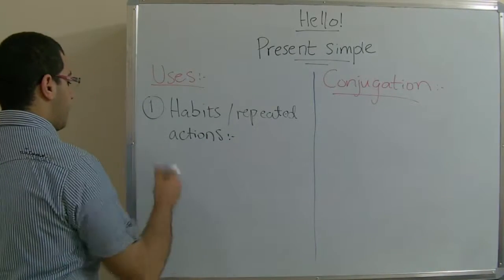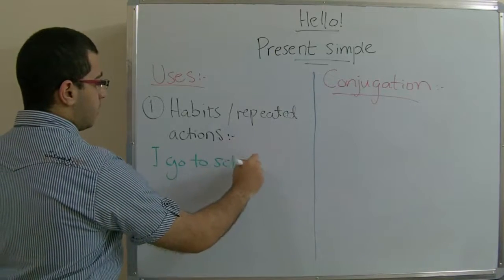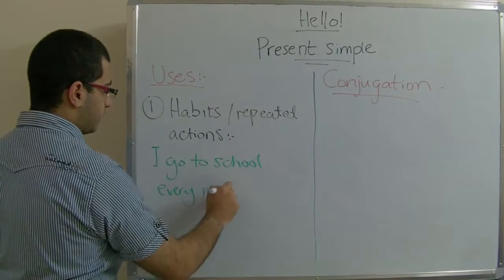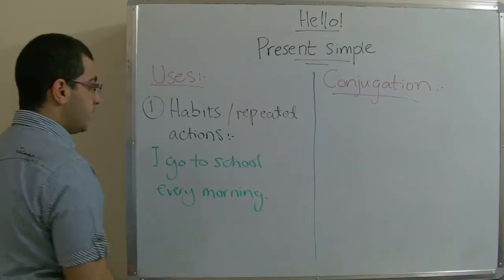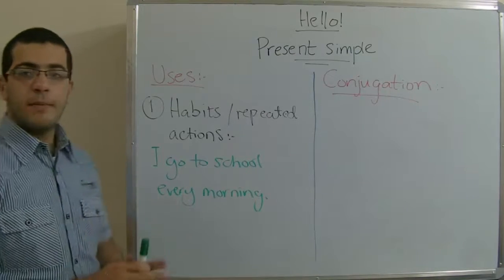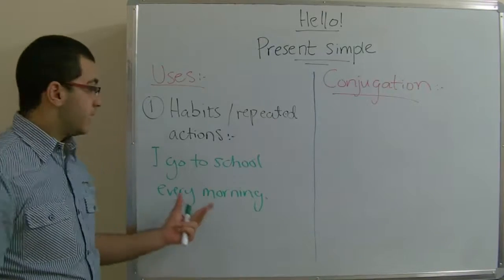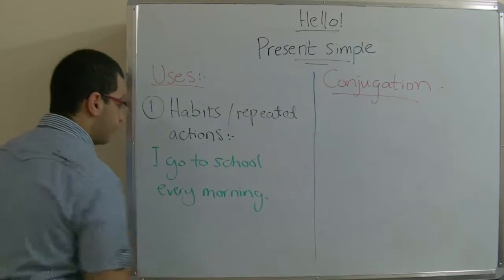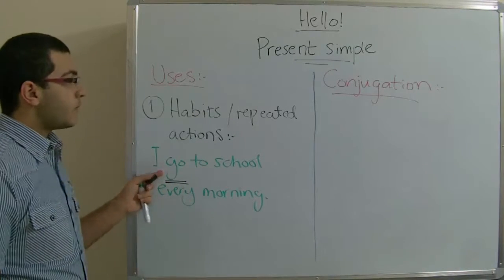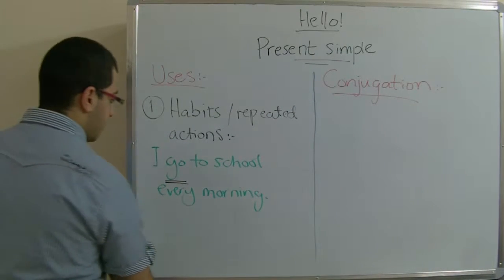like when you say, I go to school every morning. In this sentence, you express that you go to school every morning. This is a habit or a repeated action that is repeated 5 times a week. So, this is present simple tense. Go is conjugated in the present simple tense. This is the first use for the present simple.